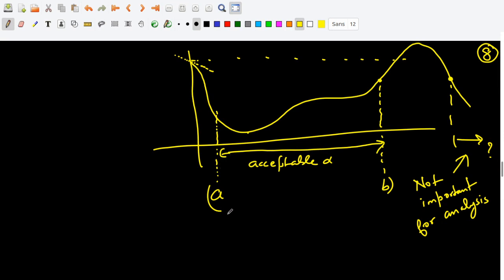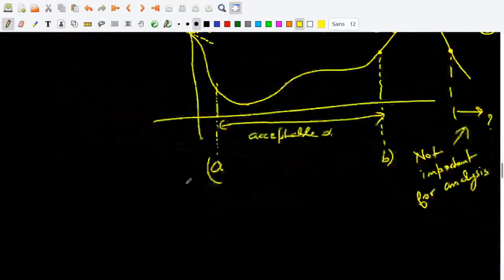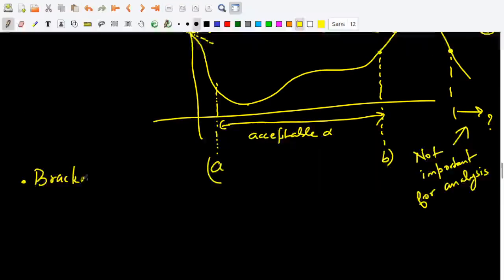But the main question is, how do I find this A and B from these two conditions, the Wolfe-Powell conditions? So there are essentially two questions to ask: how to find A and B, and once you have figured out those values, then how to choose a nice value between them. Fletcher calls these two problems bracketing, so this is find A and B, and sectioning.